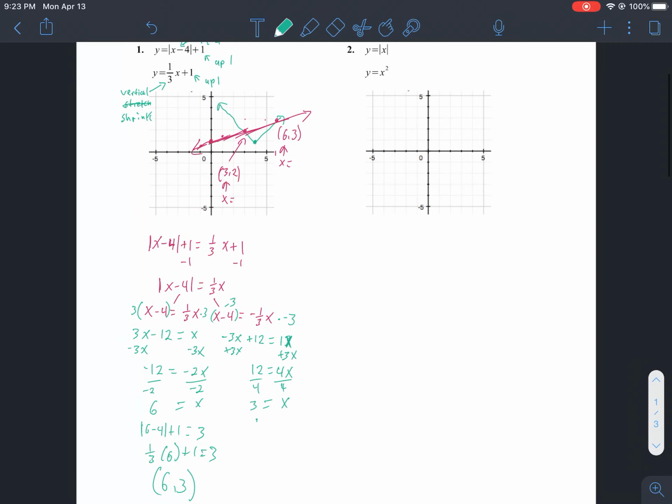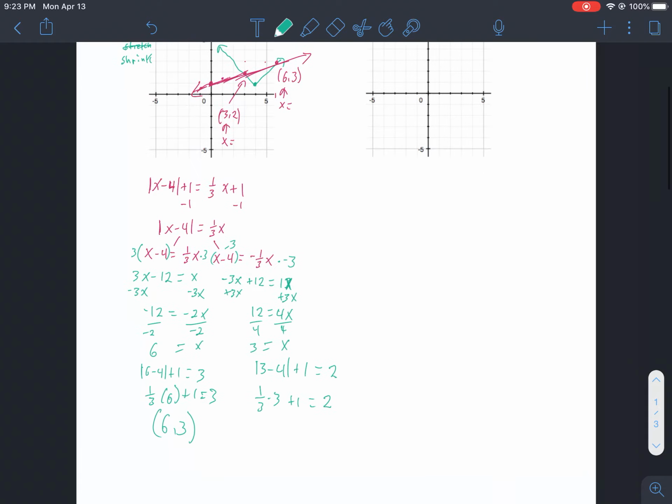So if I plug it into the top, I get the absolute value of 3 minus 4 plus 1, which is the absolute value of negative 1, is 1, plus 1 is 2. Plug it in the bottom, I get 1/3 times 3, which is 1, plus 1 is 2. I get the same thing. So my answer is 3, 2.